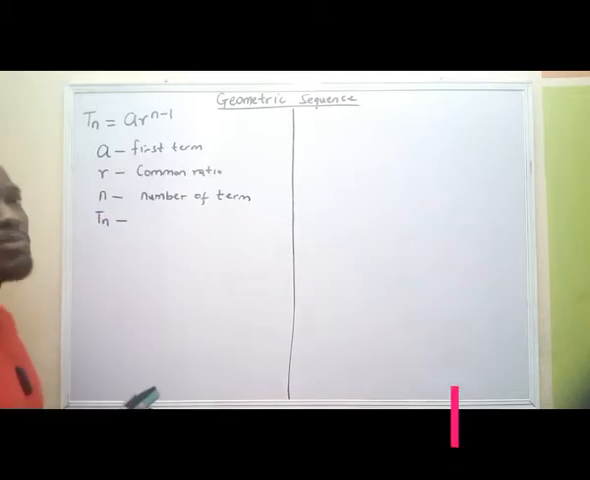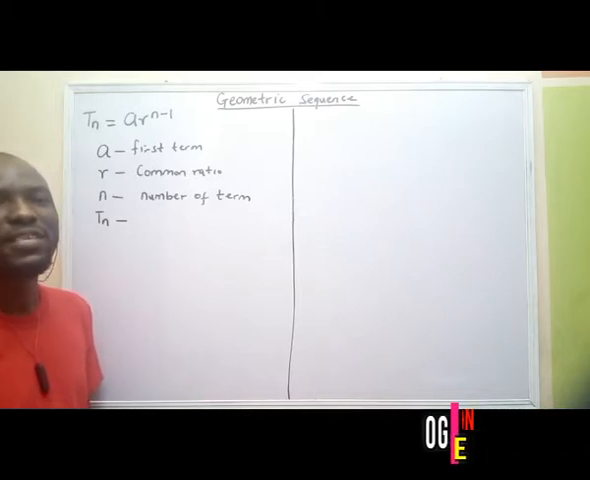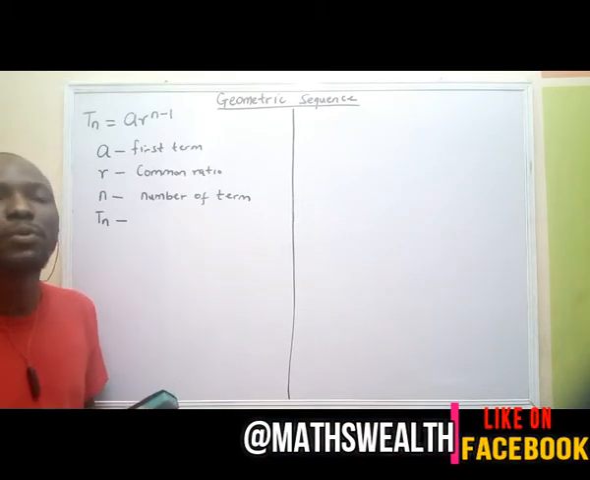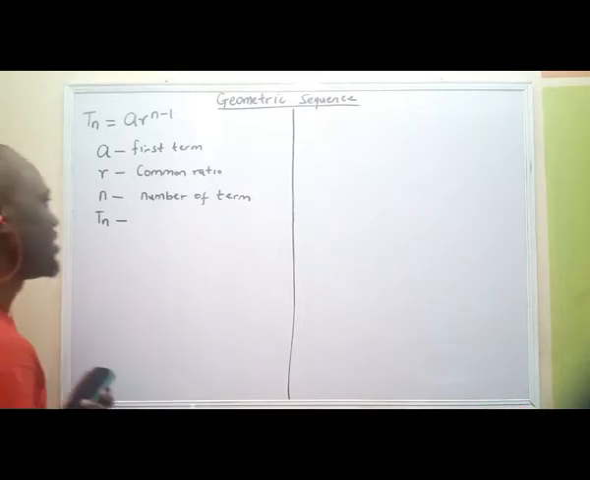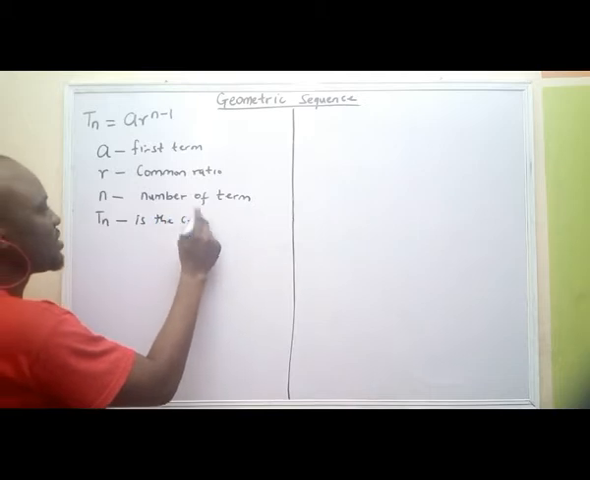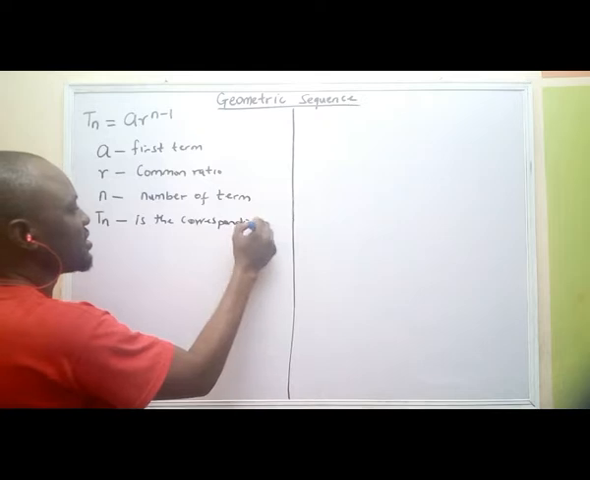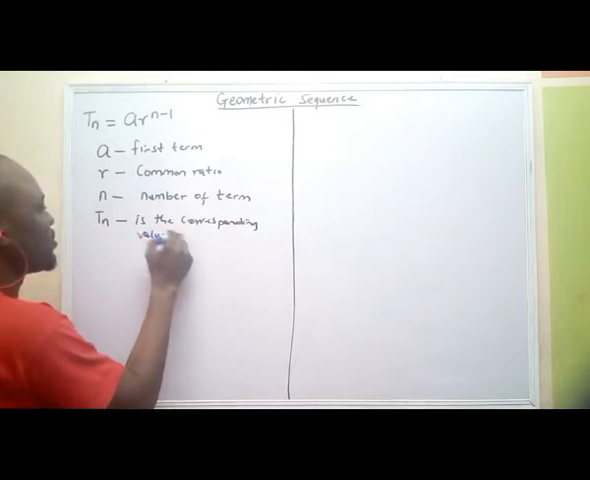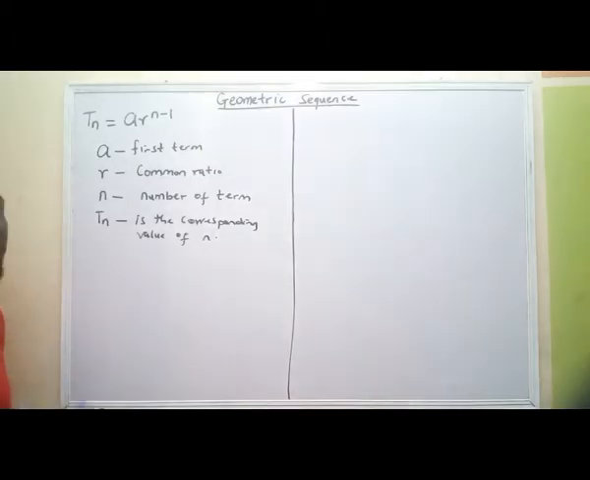Then T sub n. Now T sub n has a relationship with n because every term number produces a corresponding T sub n. T sub n is the corresponding value of n, because every n produces a T sub n.